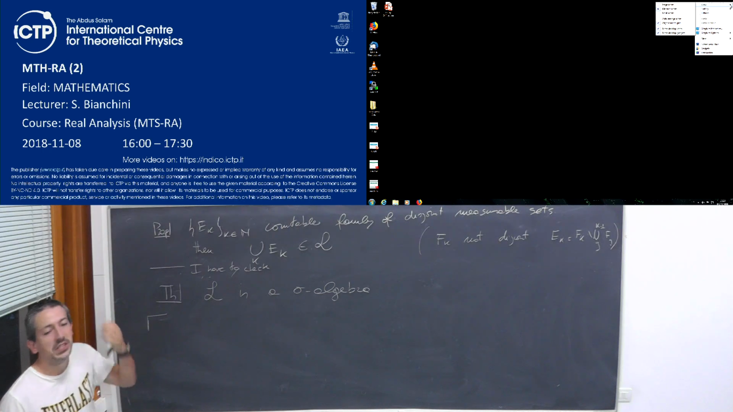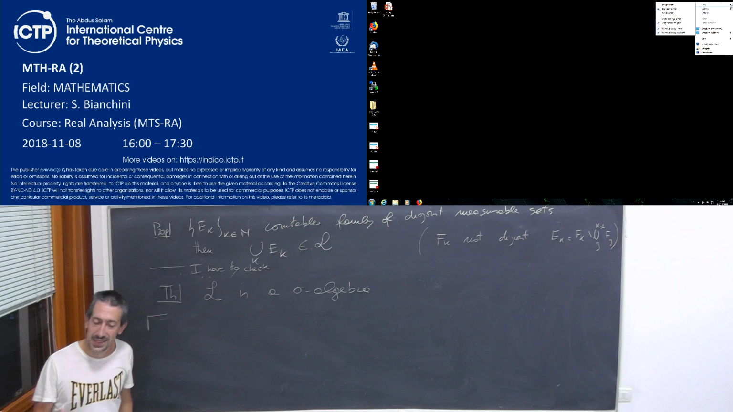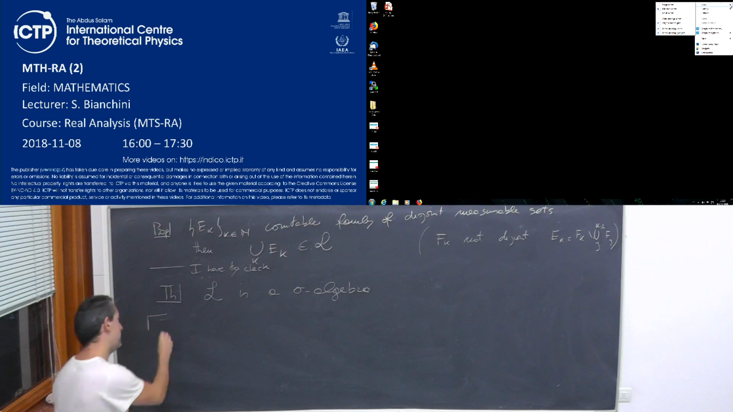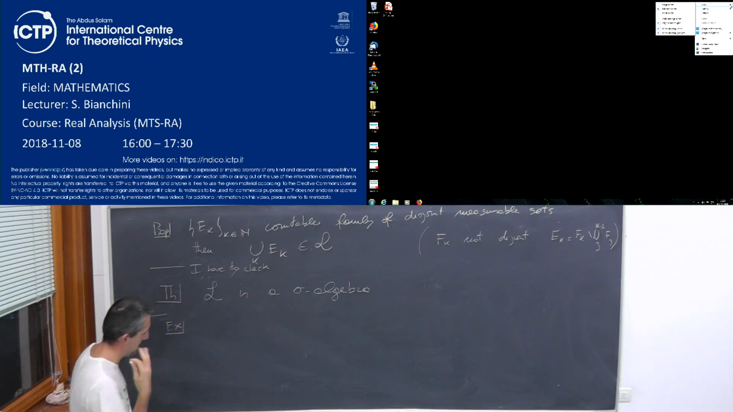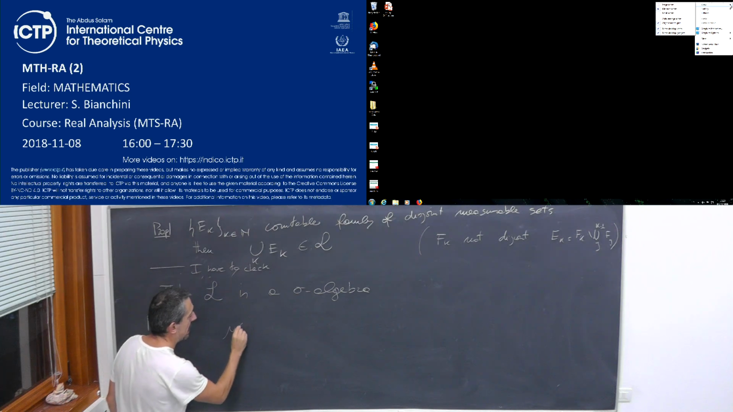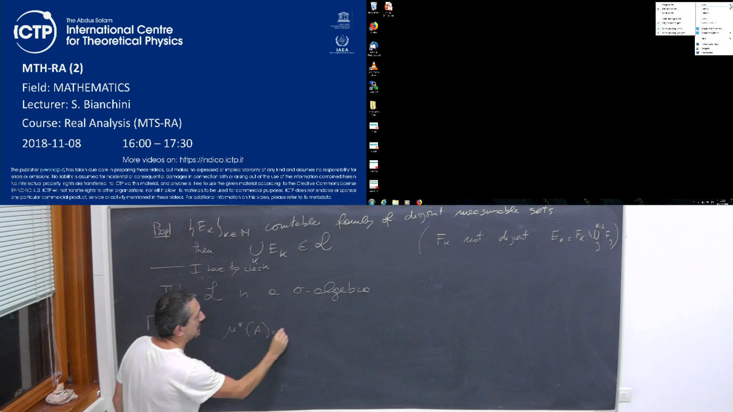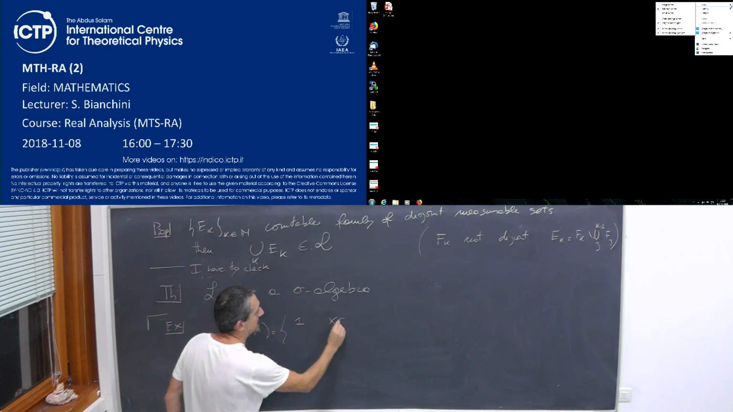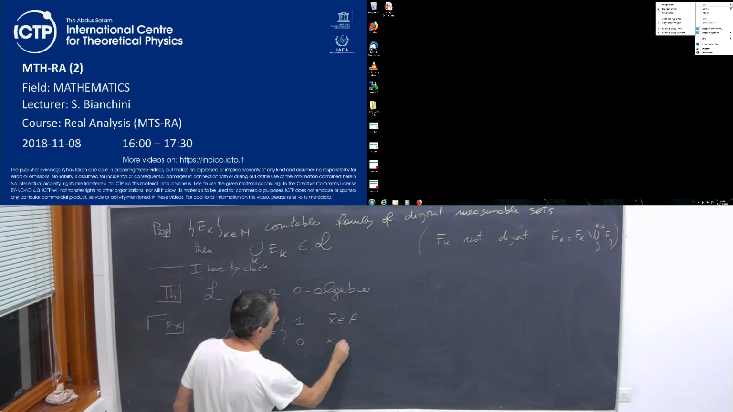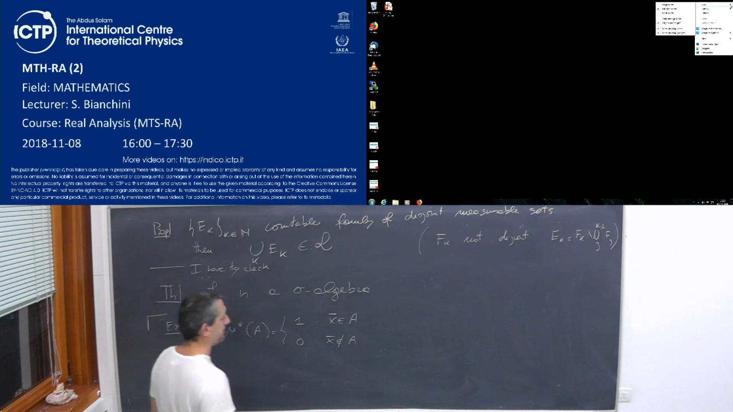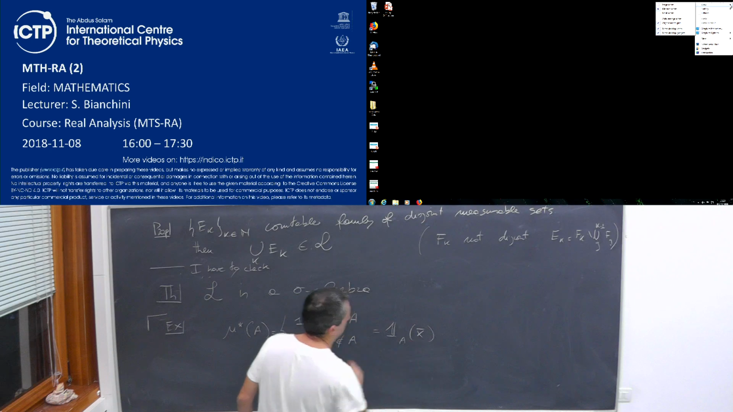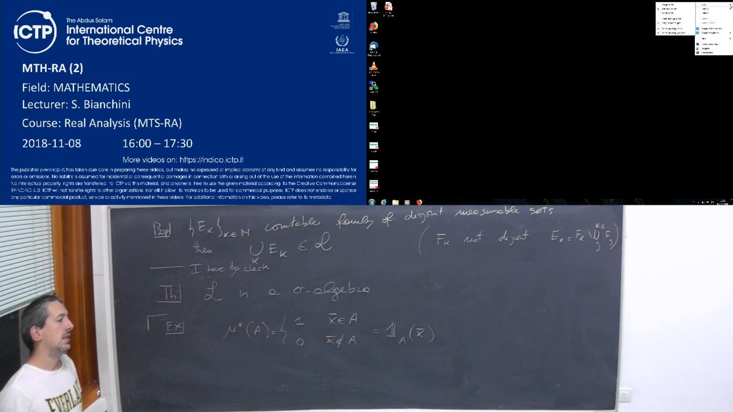So the trouble is to characterize the sigma algebra. For example, this is not in the notes, but maybe it's time to discuss it. Let's take mu star of a set A equal to 1 if x bar, a fixed point, is in A, and 0 if x bar does not belong to A. So it's like the indicator function evaluated at x bar.